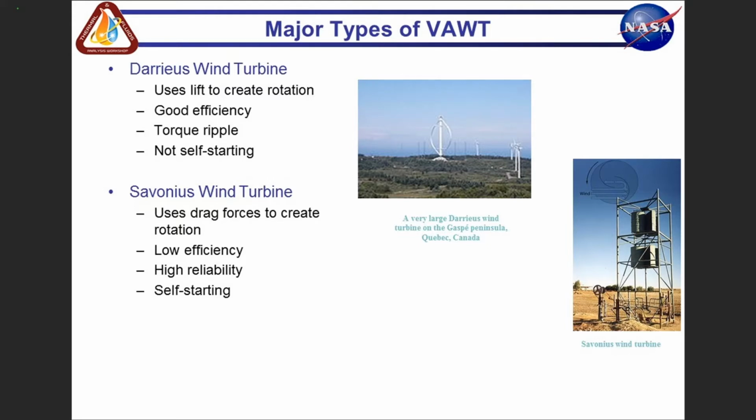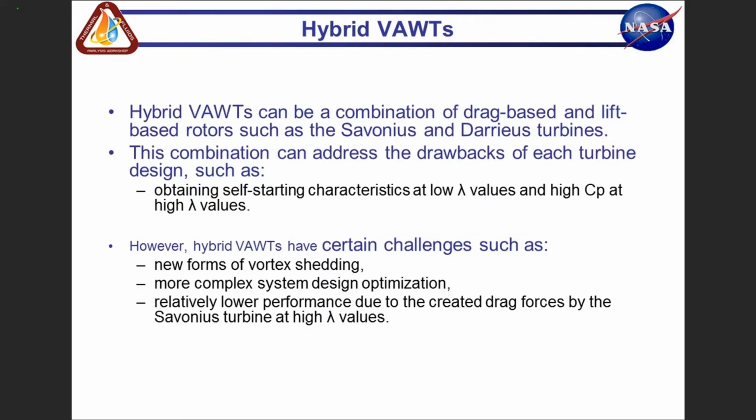The major types of vertical axis wind turbine are the Darrieus type, which depends on the lift force and has a good efficiency, but cannot be self-starting. On the other hand, the Savonius turbine uses the drag force to create rotation, and it has a good self-starting ability.